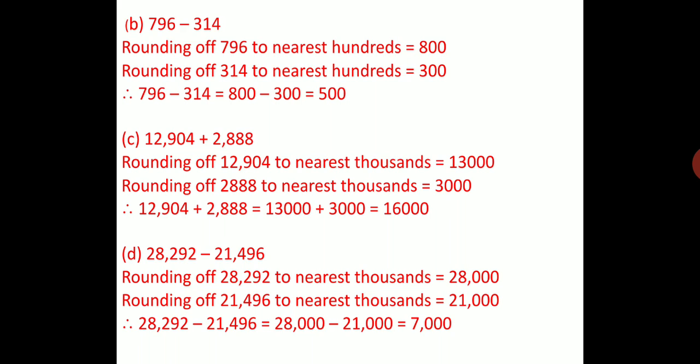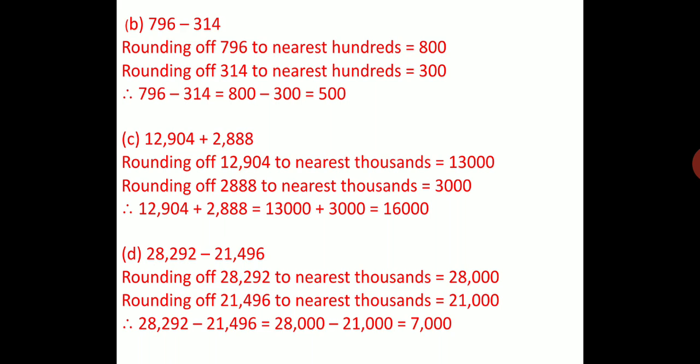Now see the next C part, 12,904 plus 2,888. Now round off of 12,904 to the nearest 1000 will be 13,000, and rounding off of 2,888 to nearest 1000 will be 3000. And you can see now the answer will be 13,000 plus 3000 equal to 16,000.